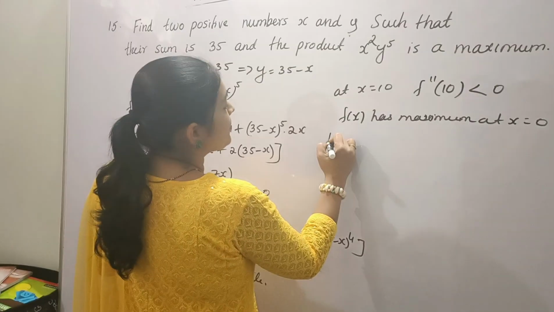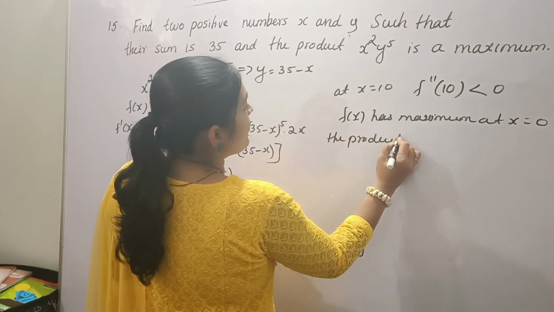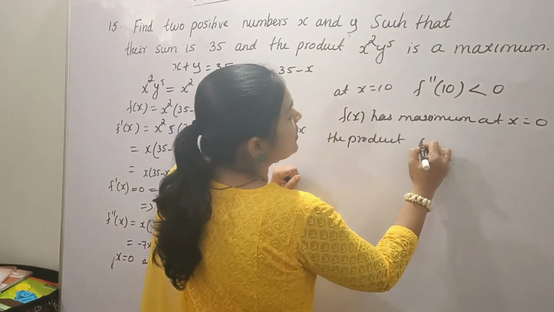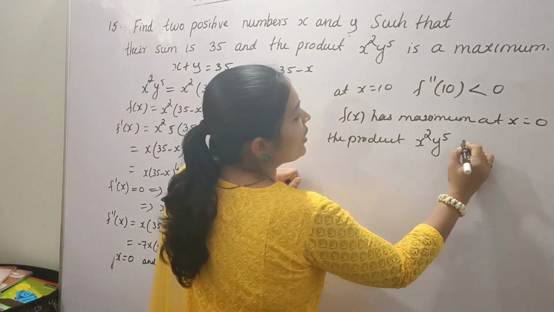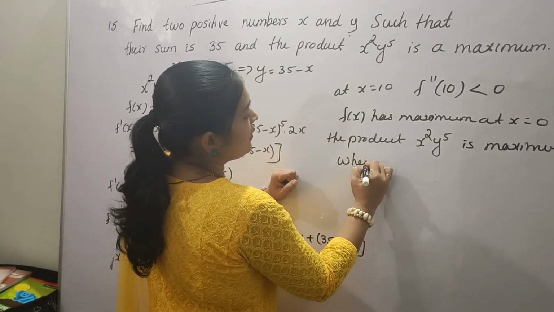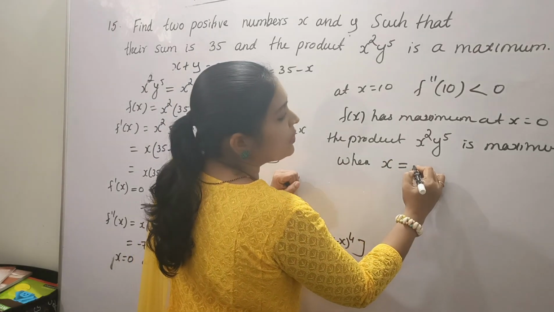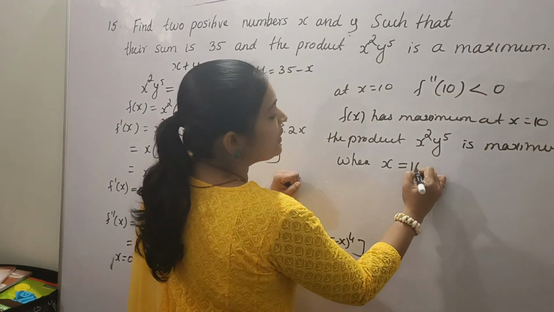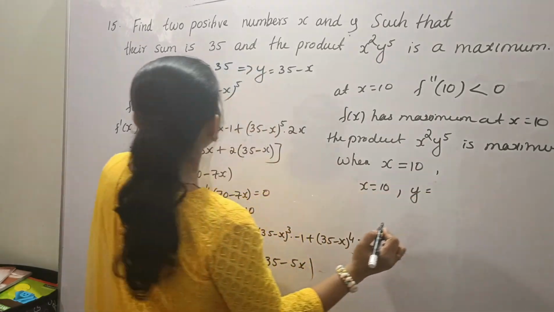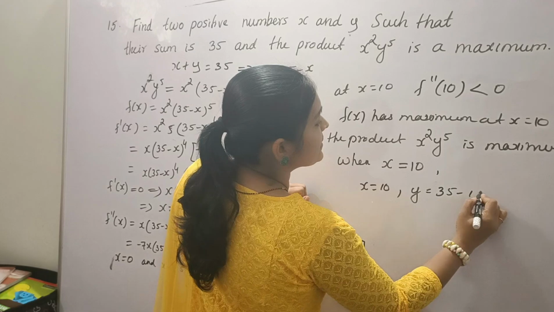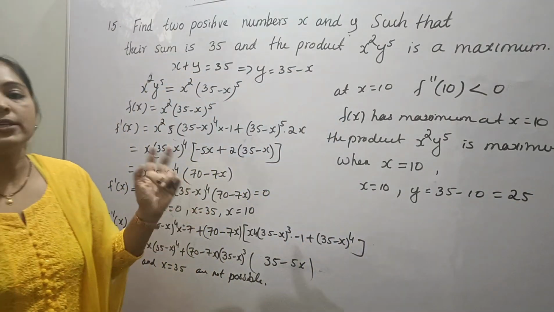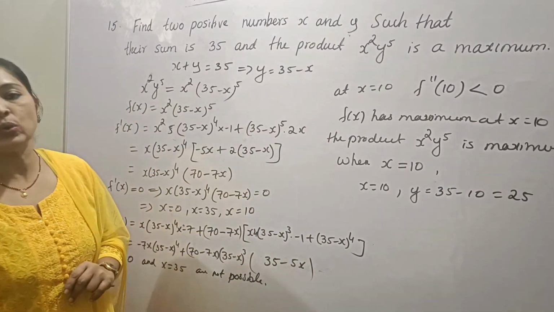That means the product, what is our function? F of x is nothing but the product of x square and y raised to 5. The product x square into y raised to 5 is maximum when x is equal to 10. So what is y? When x is equal to 10, y is equal to 35 minus 10, that is 25. So what are the two numbers? 10 and 25. x is equal to 10, y is equal to 25.